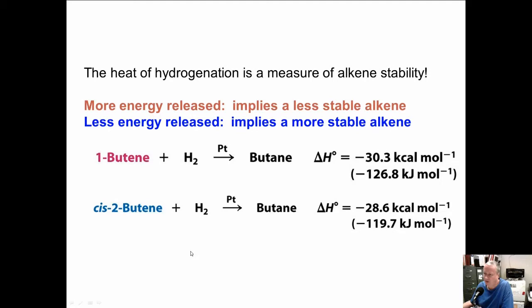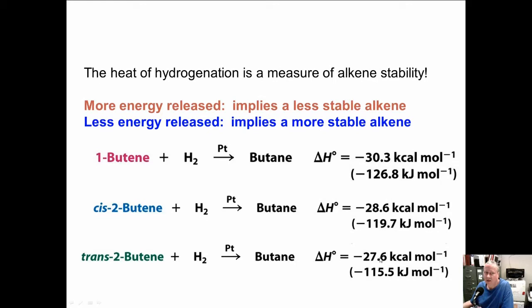Trans is even less energy. Okay? So interestingly, if you look at these three, is the trans the most stable or the least stable? Least energy released, so it's the most stable of these three. Something about being internal makes it more stable. Less stable, more stable. What's this one? The middle stable.